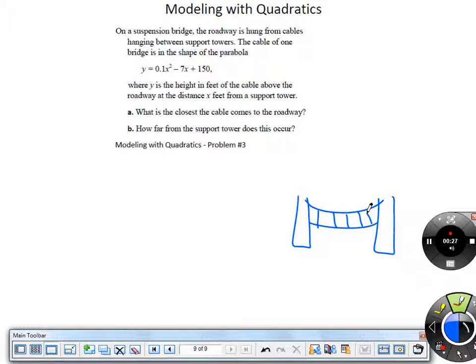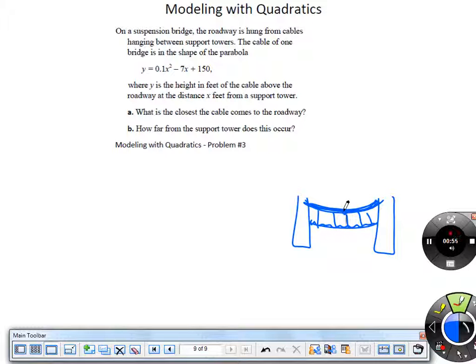The cable for one of the bridges is in the shape of a parabola. So let's say this is the cable holding up the bridge. And it gives you the equation. Y is the height in feet of the cable above the roadway at the distance x from a support tower. What is the closest the cable comes to the roadway? So the road is here.